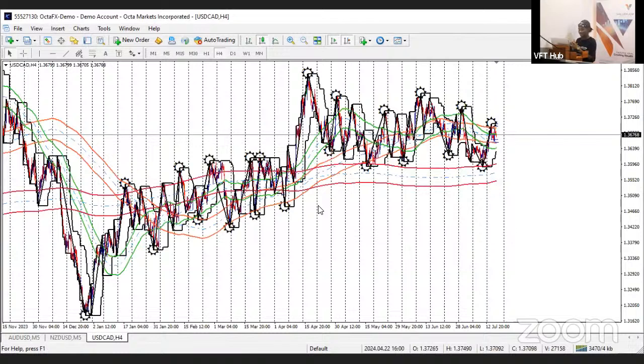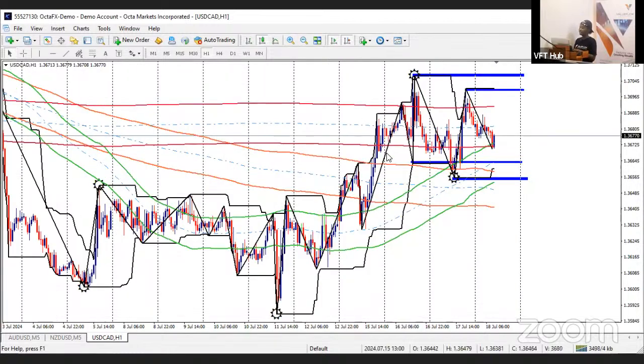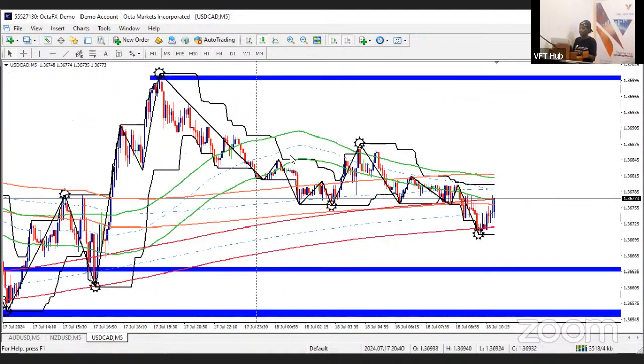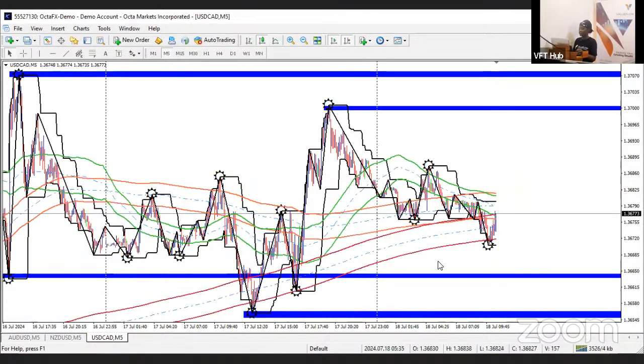USD/CAD next. What do we see on the USD/CAD? The 4-hour time frame is in a range. So go to the 1 hour time frame to have a clearer picture, and we see USD/CAD in a range, but to the upside. Our momentum is clearly to the upside. So the 5-minute time frame, to see if it is also buying. And what do we see here? The 5-minute time frame is changing structure to the downside.